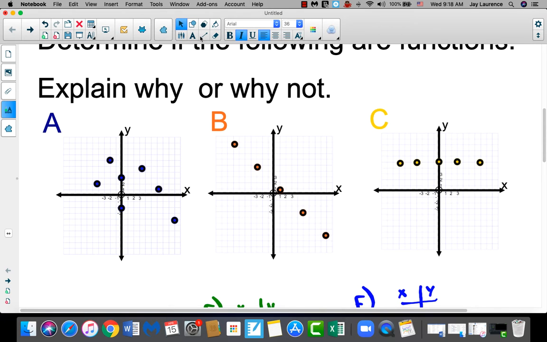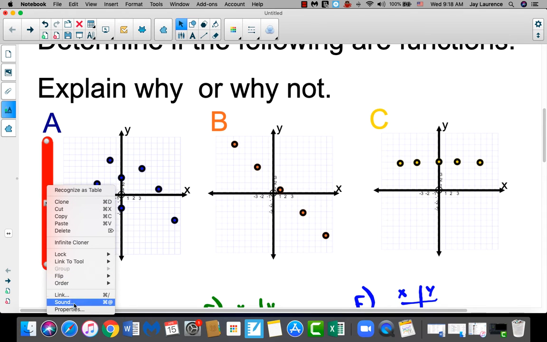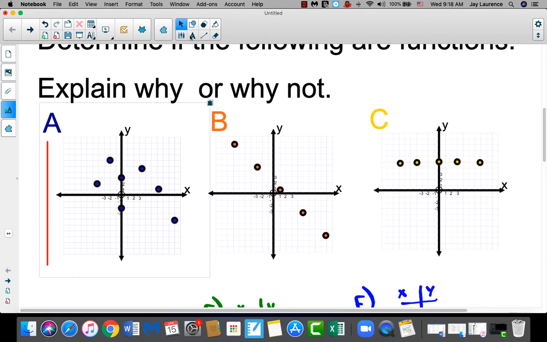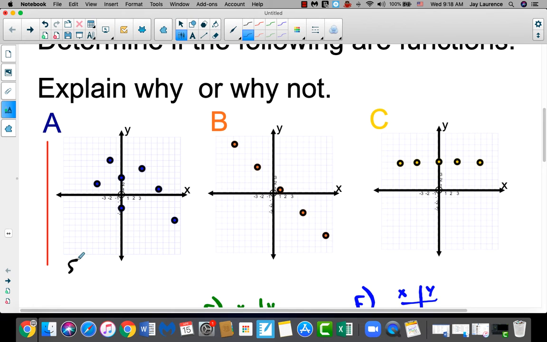The first really good reason is using the definition. The definition says that for a function, each input can go to no more than one output. I'm just curious, can you tell me the inputs of the function in part A? Well, let's see here. I could list them as a set. Looks like I might have a -4 there. That's one of my inputs.